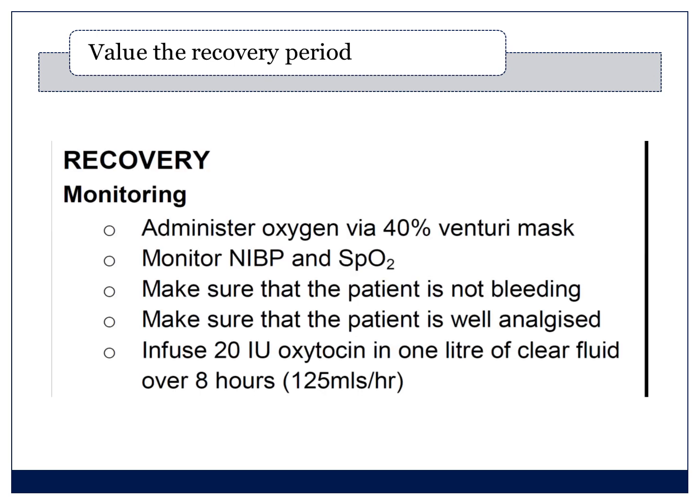So these are the things that are in the guideline. One of them is that we should put oxygen on with a 40% Venturi mask on all our patients. My belief is that that is correct following a general anesthetic, but after a spinal anesthetic, I don't routinely use oxygen in recovery. If you need oxygen, you need to ask yourself why. Monitor the patient well, look at the NIBP and the heart rate, and when the heart rate's above the systolic blood pressure, think about what the causes are, and make sure that the patient's not bleeding, well analgesied, there's a spelling error there, and infuse 20 units of oxytocin and 1 liter of clear fluid over 8 hours.